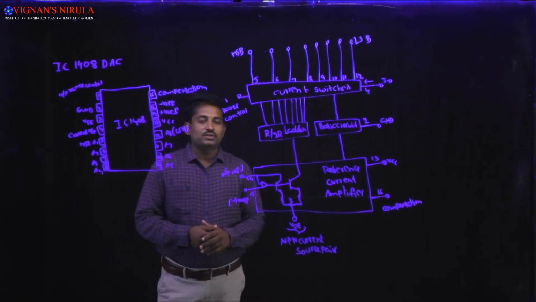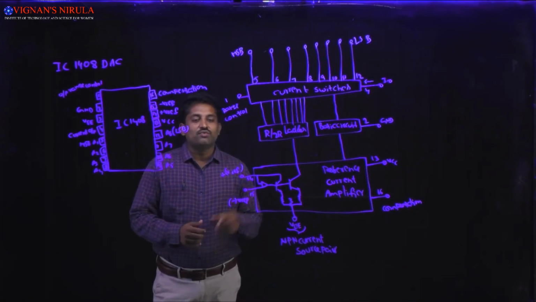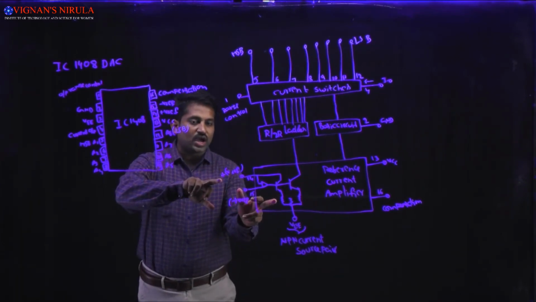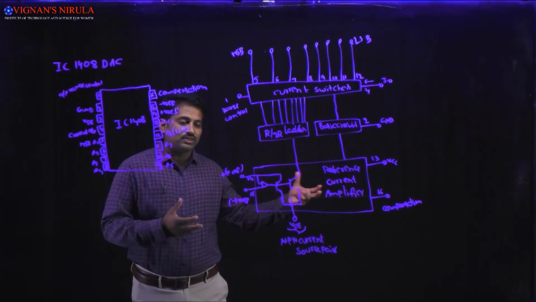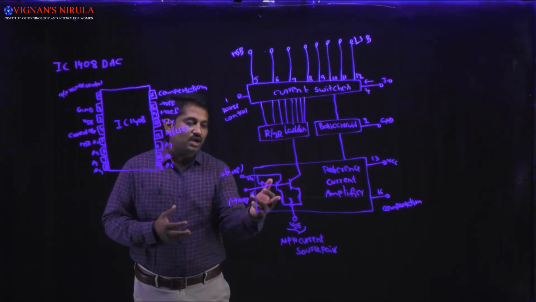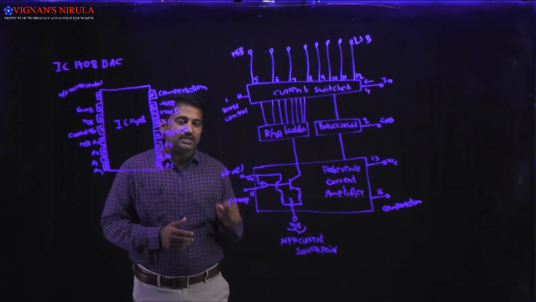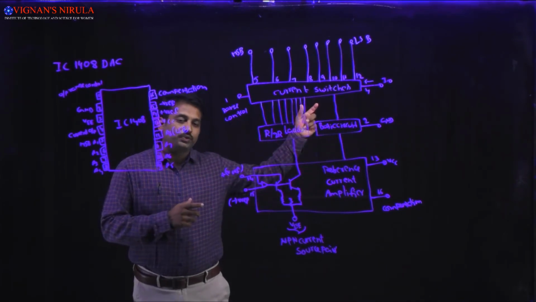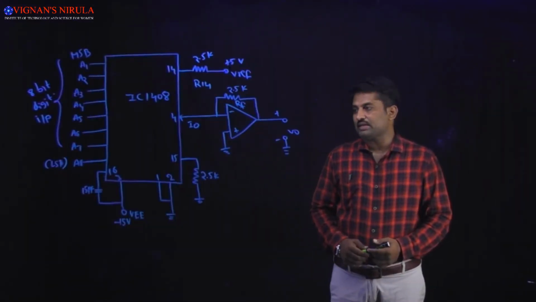And coming to the reference current, how we generate it is with the help of the reference voltage and the R14 resistance. The total reference current is derived with the help of the reference voltage and the R14 resistor, and always the R14 resistor will be equal to the R15 resistance to match the high input impedance of the current amplifier. The figure shows the typical circuit diagram of IC1408.